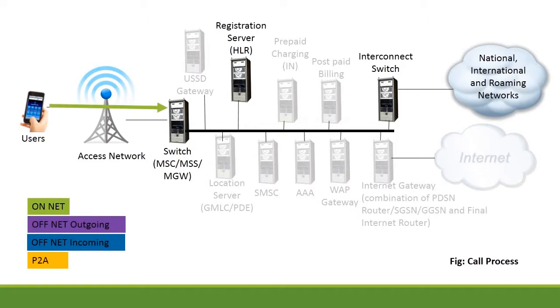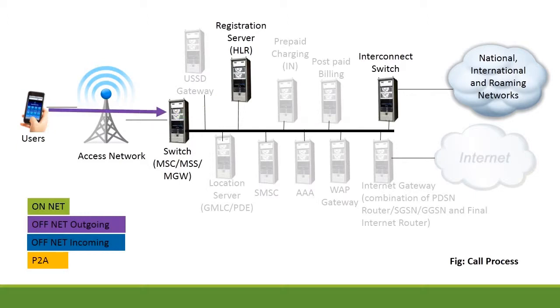At first, look at the flow of an on-net call. The call is coming to the MSC, then the MSC verifies the call with the help of the HLR, and then it sends the call to the B party. Now comes the question, what is the B party? The B party is whoever receives the call, or to whom the call is initiated, and the A party is who initiated the call.